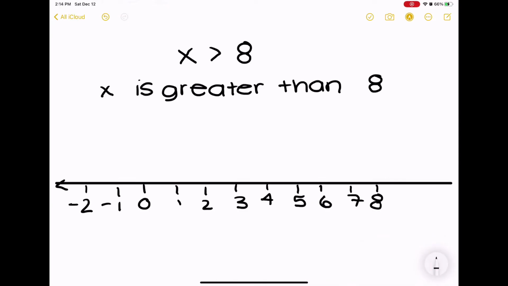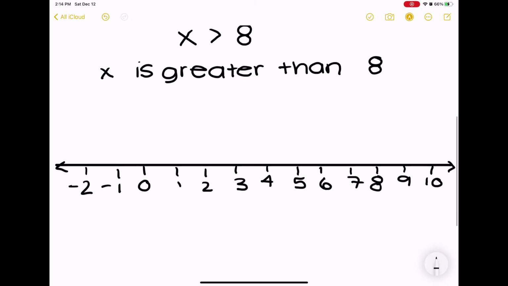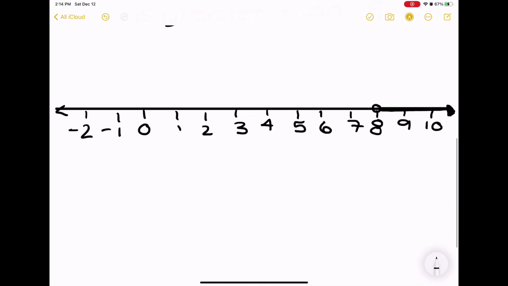And if it was less than, then we would go backwards. But since it's greater than, we would go forwards. And make sure it's a hollow circle, as I said before. In this whole entire video, just stick with a hollow circle. Then you're going to bold the arrow and bold the line to represent that x is equal to all of that.